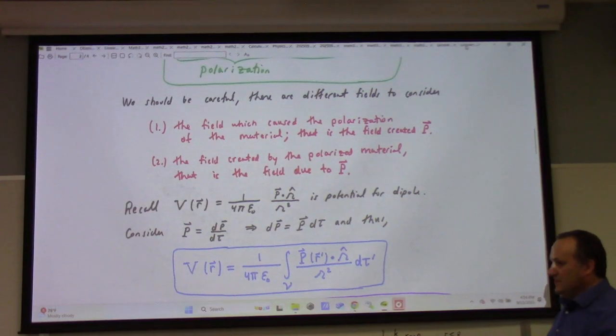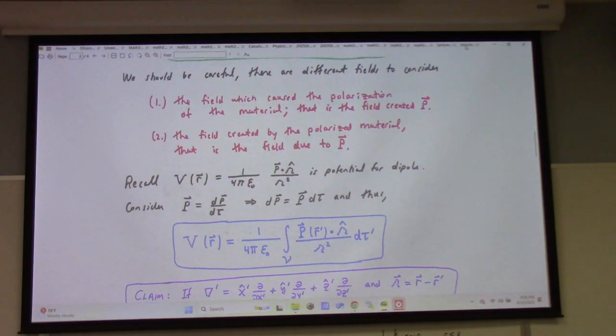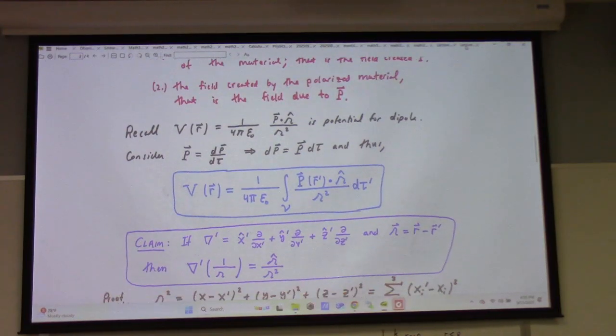That looks kind of scary. It actually seems very intimidating. How are we going to make any kind of theoretical progress on that at all? Well, here's how.